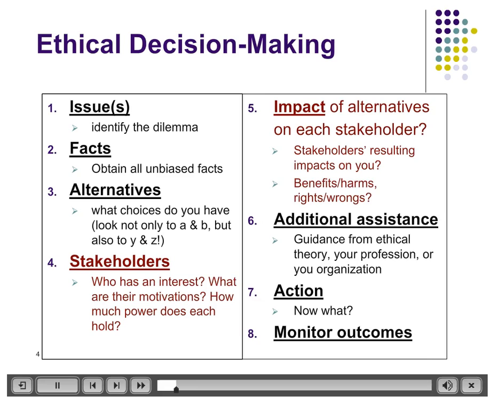So, just to refresh you on the ethical decision-making process, remember we talked about this 8-step process. How do we identify our issues and then ultimately choose an action and monitor those outcomes? And in the midst of that is the impact on the stakeholder. Who has an interest, what is each person's motivation, and how much power does each stakeholder hold? This is a big part of the ethical decision-making process: not assuming that every stakeholder is equally weighted. Some are more important, some have greater interests, some have more power.